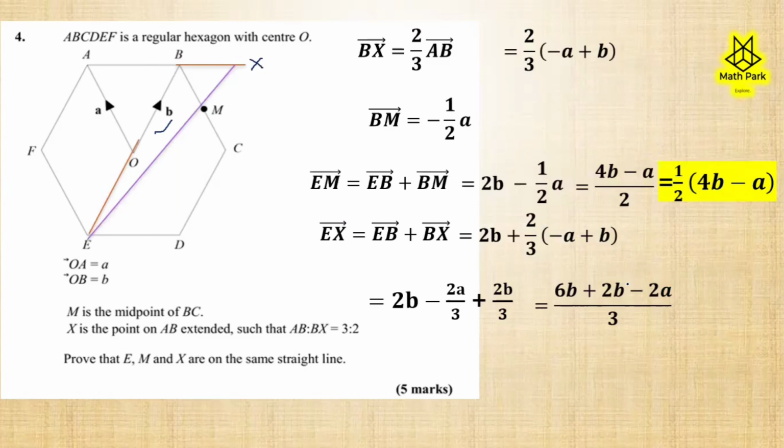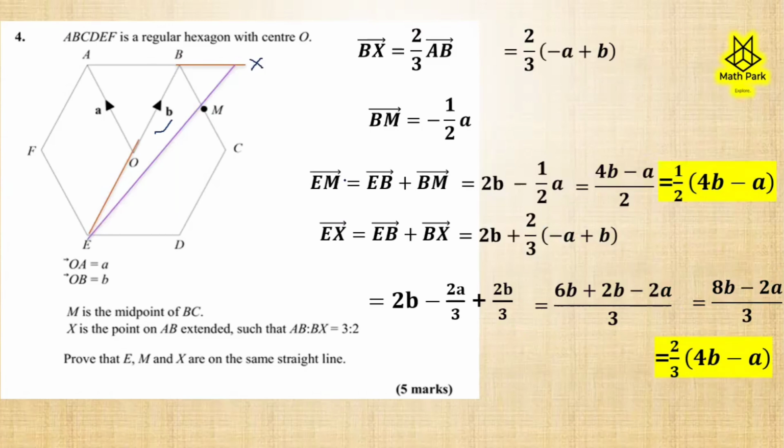6B plus 2B is 8B minus 2A upon 3. Now we can have 2 common from here. From the numerator, we can take 2 common. So 2/3 taken common, you get 2 times 4 is 8 and 2 is taken common out. So A is left. So we got 2/3 of 4B minus A.